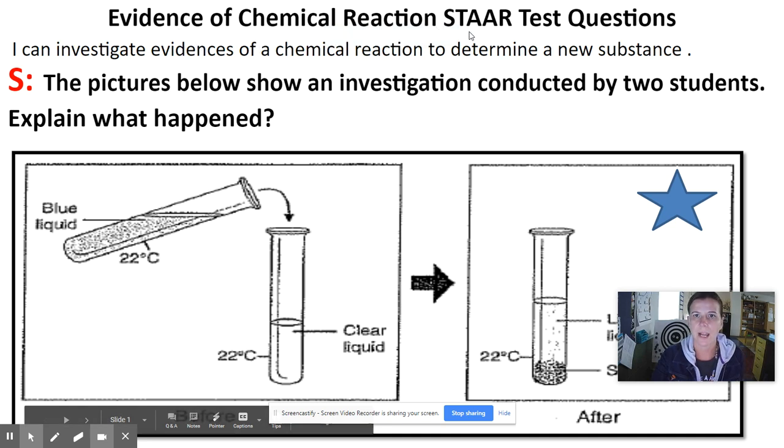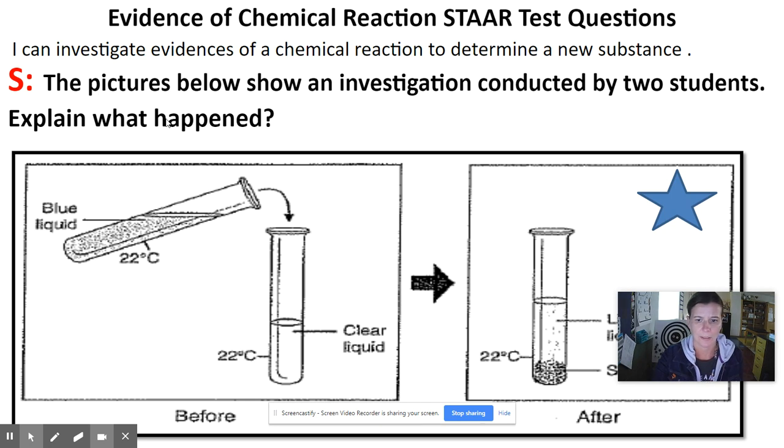Evidence of chemical reaction STAAR test questions. I can investigate evidence of a chemical reaction to determine a new substance. Starter. The picture below shows an investigation conducted by two students.